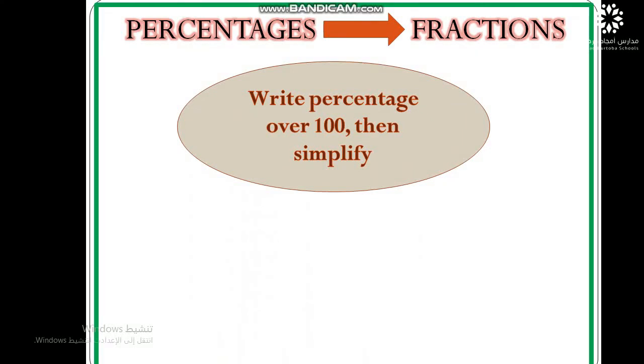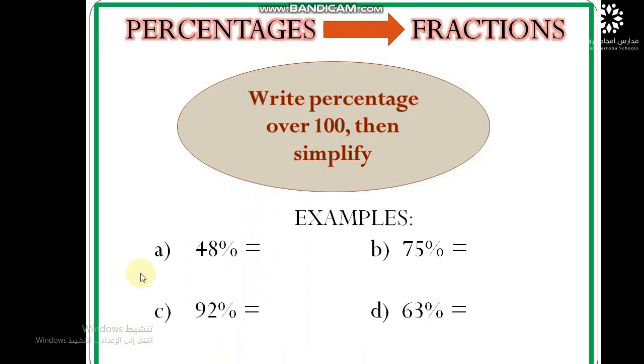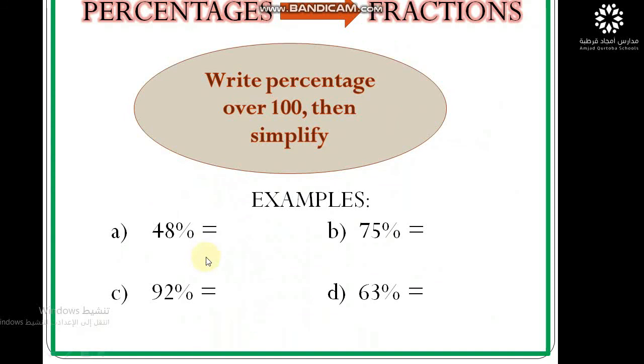Percentages to fractions. Write percentage over 100, then simplify. How can I do it? 48% equal 48 over 100. How can I simplify it? It's up to you. You can simplify or not. It's okay. 48 over 100. I will divide by 2. It will be 24 over 50. Divide by 2 another time. It will be 12 over 25.